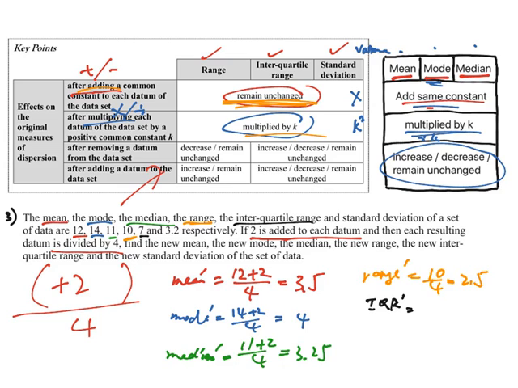Interquartile range is 7. Interquartile range stays the same when we add something, unchanged; just multiply or divide. So just divide in this case. 7 divided by 4 is 1.75. And then for SD, it is also divided by 4. So it's 3.4 divided by 4, which is equal to 0.8.